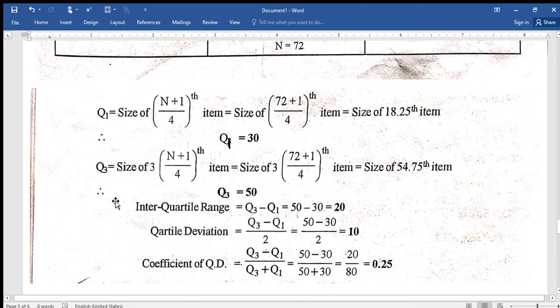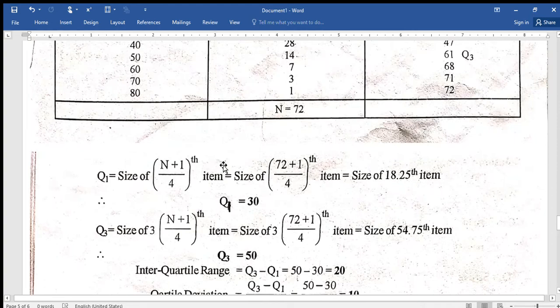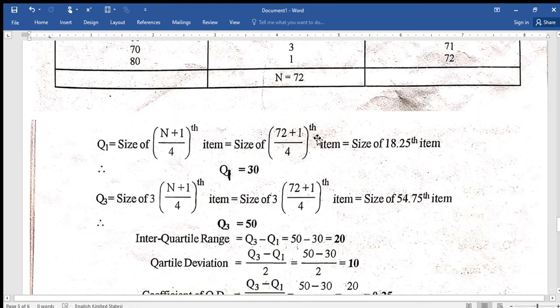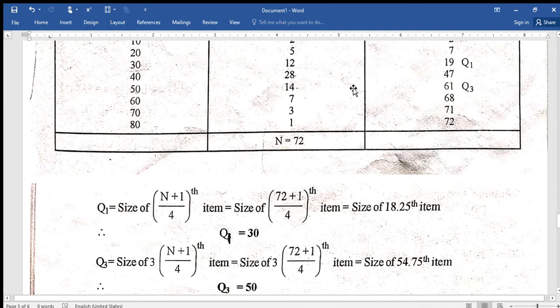Third quartile: size of 3 into (n plus 1) by 4th item. We know the value of n, that is 72. 72 plus 1 divided by 4, we get the 54.75th item. In this case, 54.75 lies in between these two values, 47 and 61. 54.75 comes after 47. So corresponding to this, 50 is our third quartile.